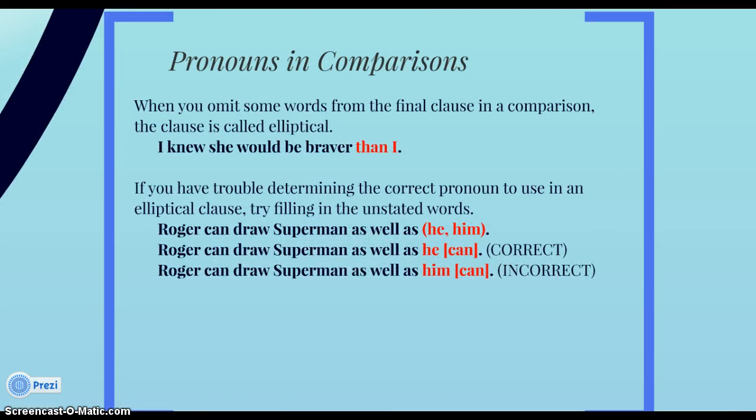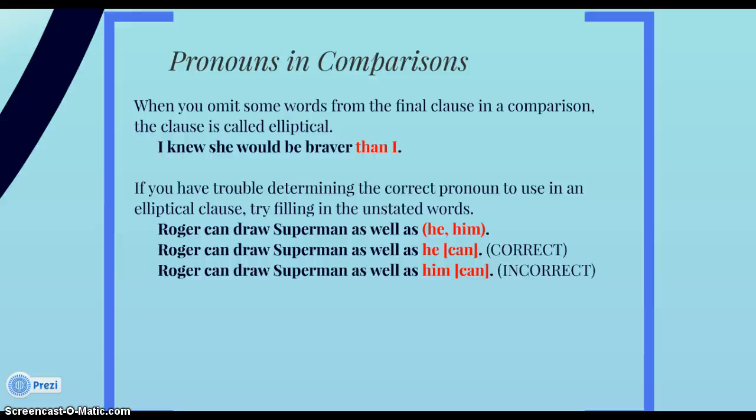If you omit some words from the final clause in a comparison, it makes the clause something called elliptical. I knew she would be braver than I. Now the word that's been omitted at the end is am. We could say, I knew she would be braver than I am, or I knew she would be braver than I was. But we've dropped that final word, and now we have an elliptical clause.